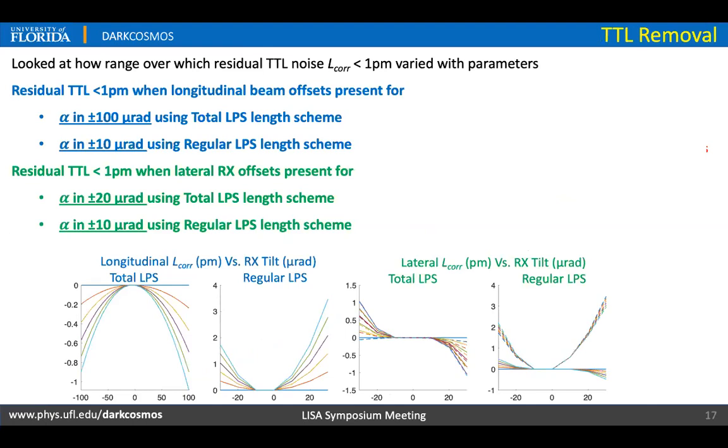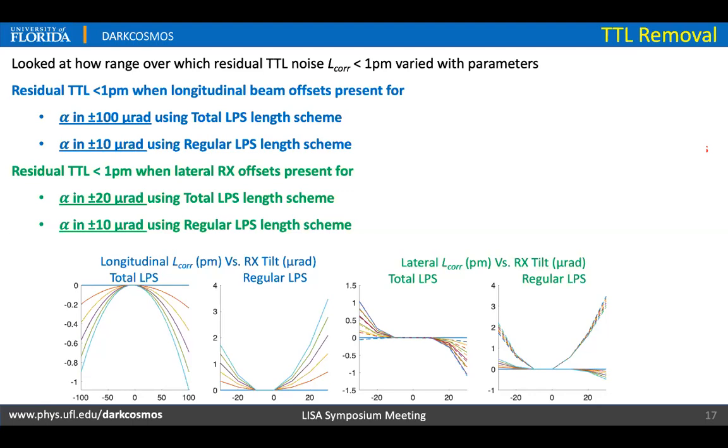Looking at our ability to remove tilt to length noise from length signals, we examine the ranges from which we could recover the correct length signal to within a picometer. The first set of graphs shows residual tilt to length noise in picometers, after subtraction when longitudinal offsets were present, for which subtraction was adequate within plus or minus 100 microradians of beam tilt using the total LPS scheme, and only to within plus or minus 10 microradians using the regular LPS scheme.